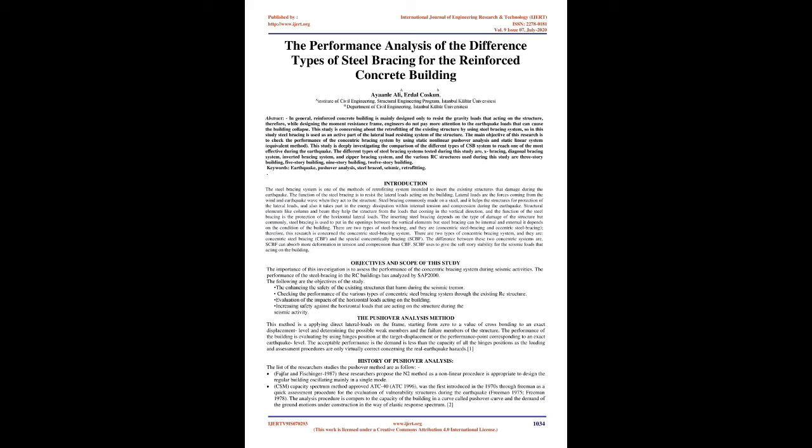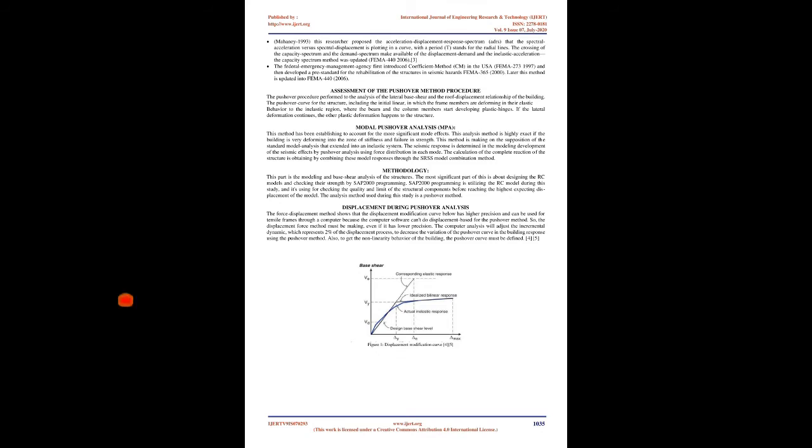Introduction. The steel bracing system is one of the retrofitting methods intended to be inserted into existing structures that were damaged during an earthquake. The function of the steel bracing is to resist the lateral loads acting on the building. Lateral loads are the forces coming from wind and earthquake waves when they act on the structure. Steel bracing is commonly made of steel, and it helps protect the structure from lateral loads, and it also takes part in energy dissipation through internal tension and compression during the earthquake.